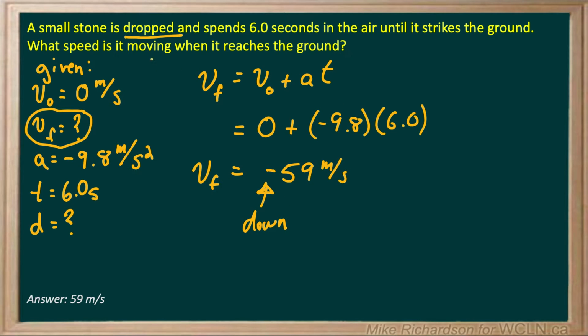Now, the question did ask what is the speed, and speed is the scalar version of velocity. So the speed, instead of writing it like this, where we've got a direction, we would simply say that my final speed is 59 meters per second.